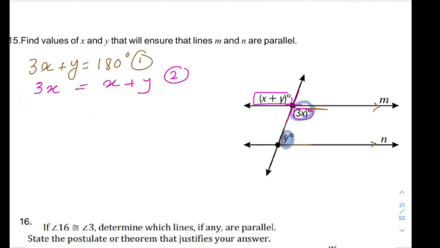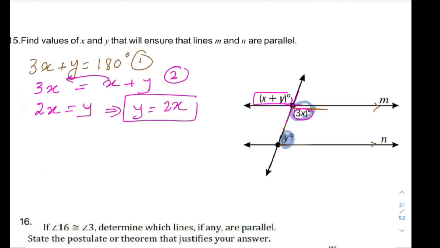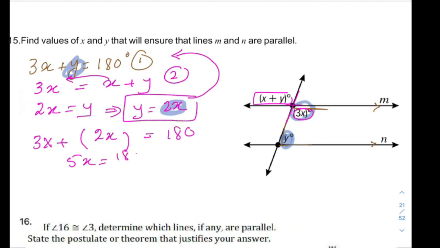Now first we have to combine like terms. So we have here 3x minus x, 2x equals y. Or in other words, y equals 2x. So equation 2 will give us y equals 2x. So we can substitute this value here. Use equation 2 in 1. So 3x plus y, where y is 2x, will be replaced here, equals 180. So 5x is 180, and dividing by 5, x is 36.